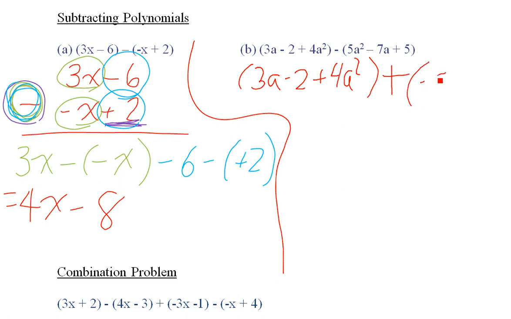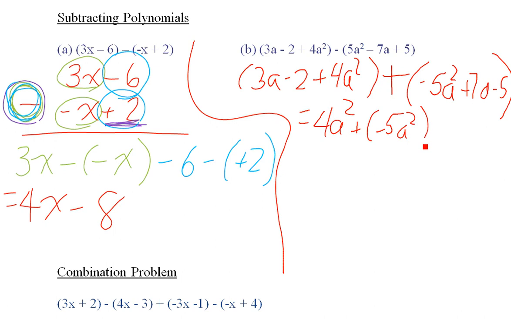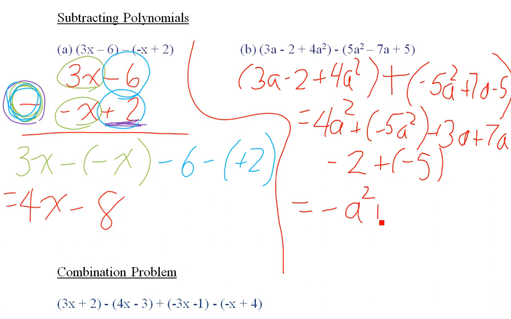Well, the opposite would be negative 5a squared, positive 7a, and minus 5. You're going to add the opposite. And then you're going to do what you just did. You're going to put your like terms together. You're going to say, hey, I'm doing 4a squared plus negative 5a squared, and I'm doing 3a plus 7a, and I'm doing negative 2 plus negative 5. I'm going to collect those like terms, and I'm going to end up with negative a squared and 10a and negative 7. Be really careful with subtracting.